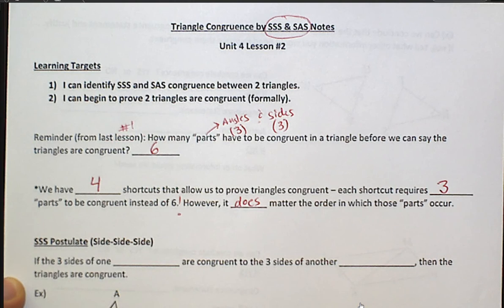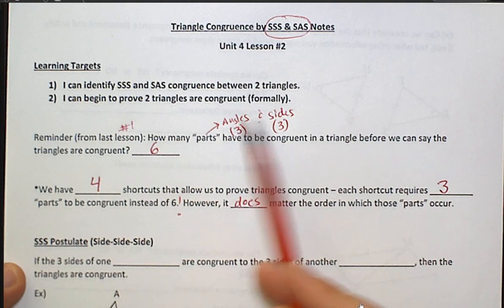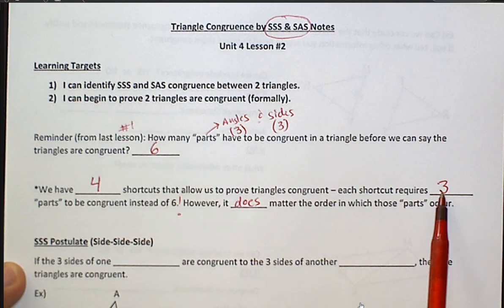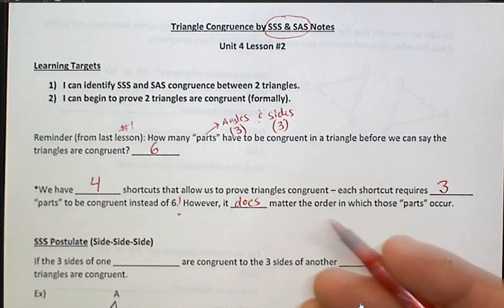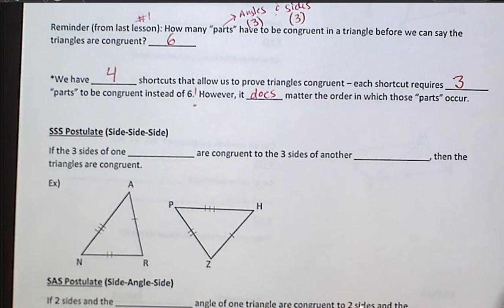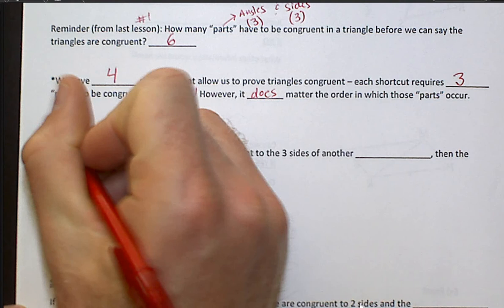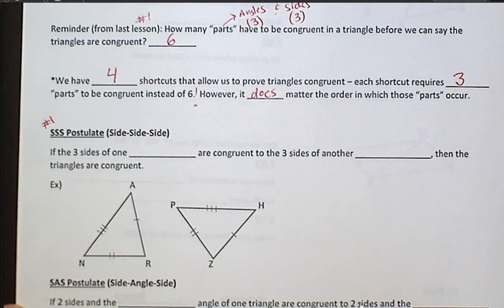Now you're seeing the word parts, only 3, and you're probably thinking, what determines how many angles and how many sides? There's a total of 6, we only need 3 pieces. What requires us to show a certain amount of sides or a certain amount of angles? Great question. The first shortcut kind of answers that question. The first one, we'll call this shortcut number 1, is called SSS, which stands for side, side, side. And here's what it says.